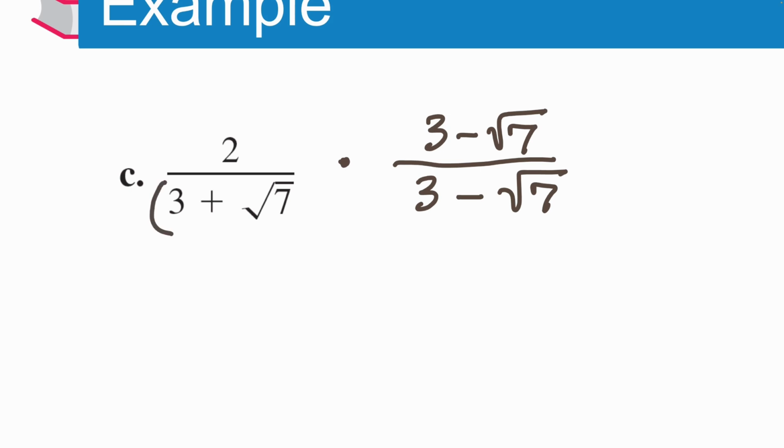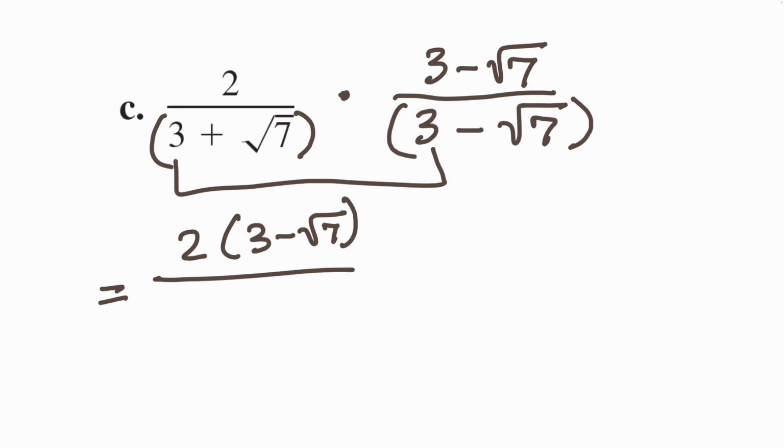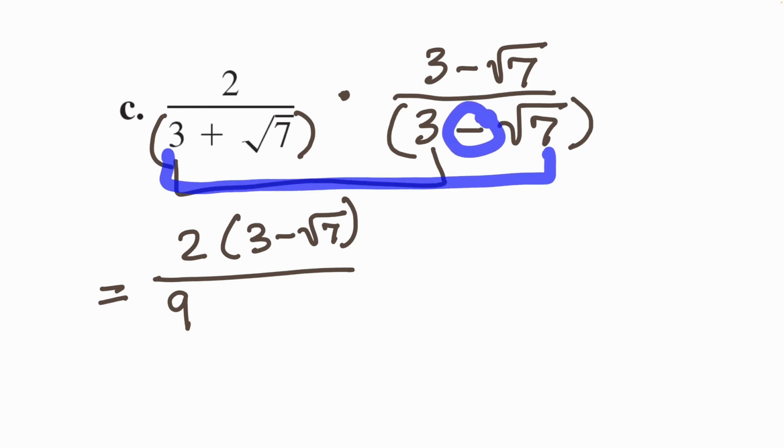And I'm going to go ahead and FOIL this out to show you FOIL and to show you how things cancel. So our FOIL is our first terms. So I'll do the numerator first. 2 times 3 minus square root 7, divided by. So our first terms, that's going to be 3 times 3, or 9. And then my outside is going to be right here. So that'll be negative because of this negative right here. So that's going to be minus 3 square root 7.